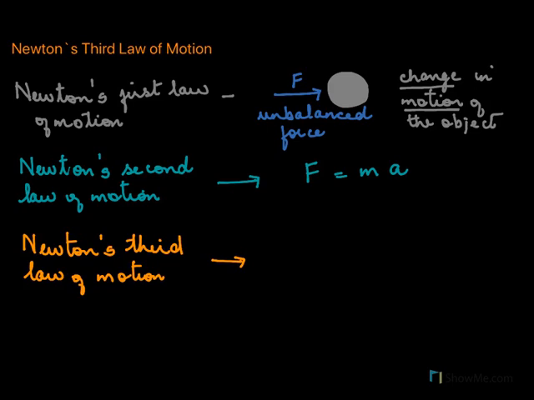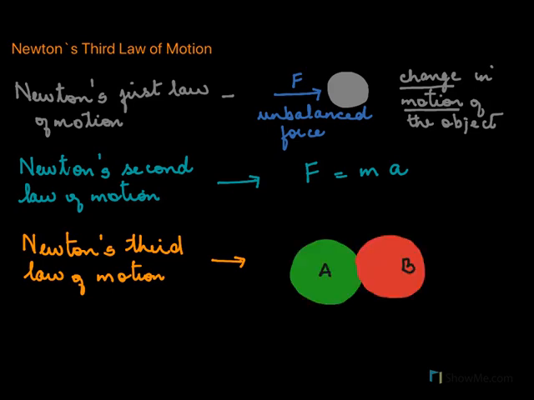And now Newton's third law of motion tells us something very interesting. Suppose we have two objects, say A and B, and object A exerts a force on object B. We'll call this force Fa. Now B also will exert an equal and opposite force on object A. We call this force Fb.